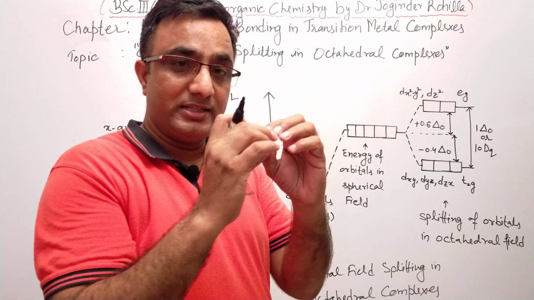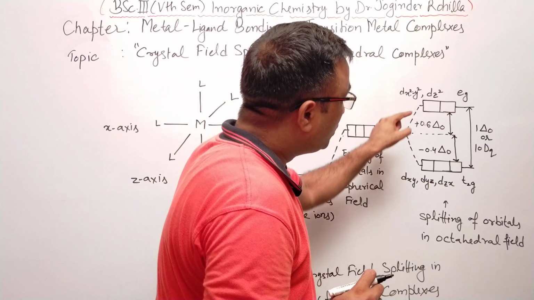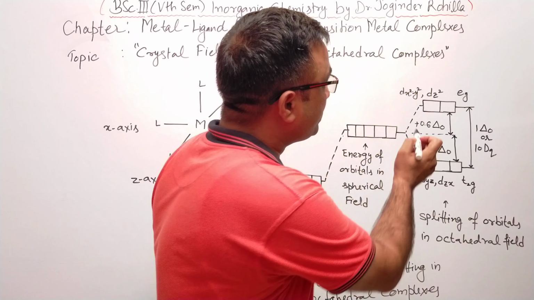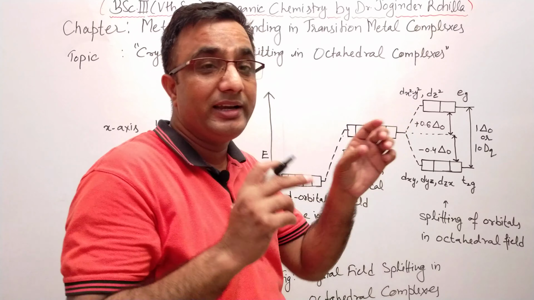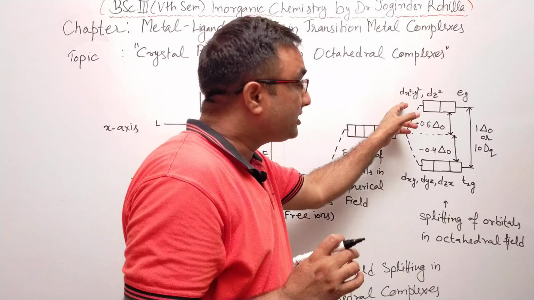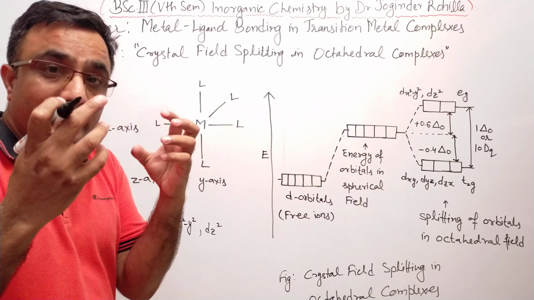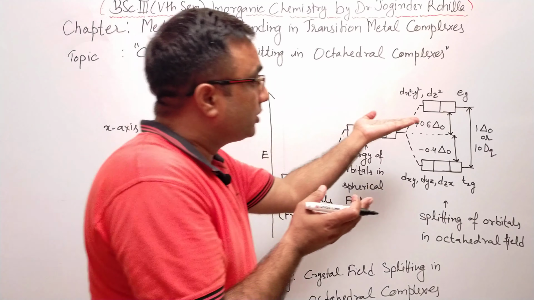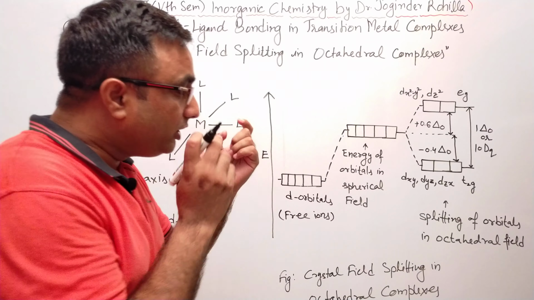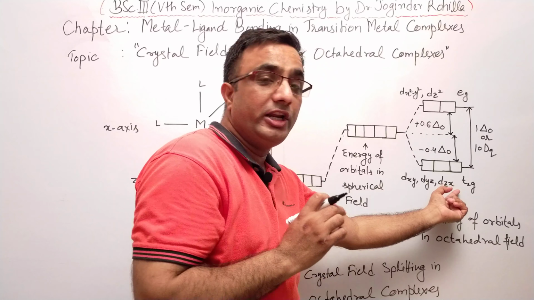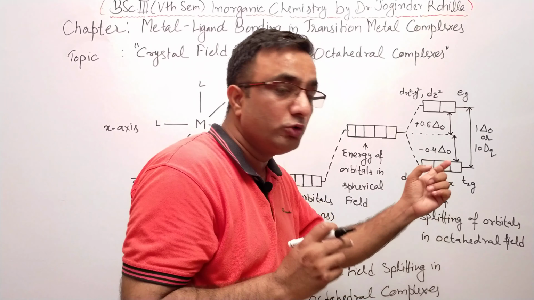What happens when there is complete octahedral geometry? 6 ligands are present in the surrounding of the metal ion. These 2 orbitals, dx square minus y square and dz square, are called doubly degenerate orbitals, the Eg set. They show maximum interaction with the ligands, so their energy gets raised and they are at a higher energy level. The other 3 orbitals are called the T2g set, triply degenerate orbitals.